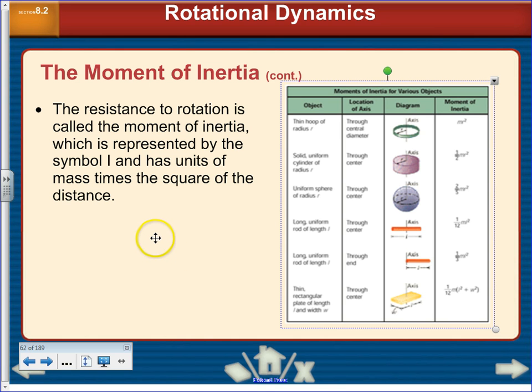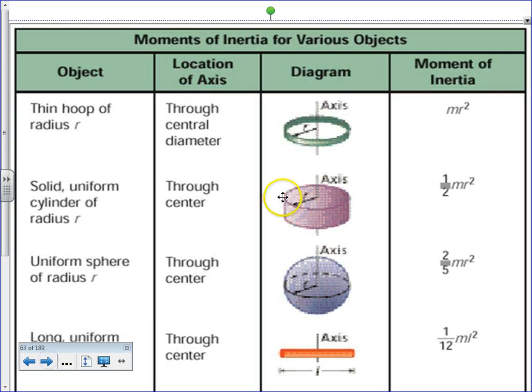The resistance to rotation is called inertia, which is represented by the symbol I. It has the units of mass times the square of the distance. So that's what we're going to be looking at, mass in kilograms, distance in meters. So our units are going to be kilograms times meters squared. You could see here there's a variety of formulas based on the equation. I think it's a little bit clearer in the next slide.